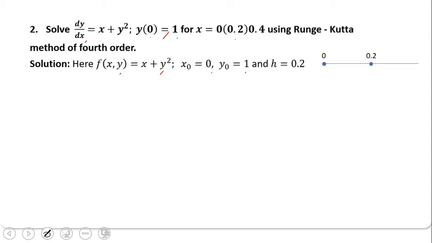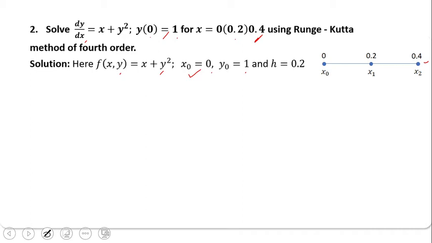Now again add 0.2 to this point. Then 0.2 plus 0.2 is 0.4 is the next point. Here observe that 0.4 is the point at which we have to find the value of y. So now consider 0 as x0. We know that 0 is x0 because it is the initial point. Now let us denote 0.2 as x1 and 0.4 as x2.